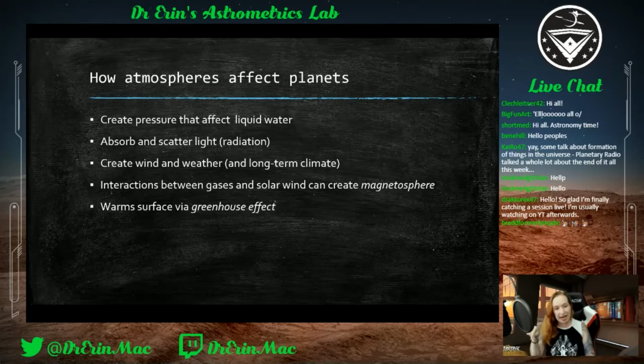Once it hits the atmosphere, it ionizes and it gives off some light. And that light is the northern or southern lights. So that's that interaction that we get there. And then the atmosphere warms the surface through the greenhouse effect.